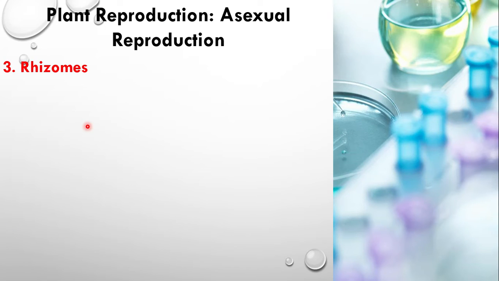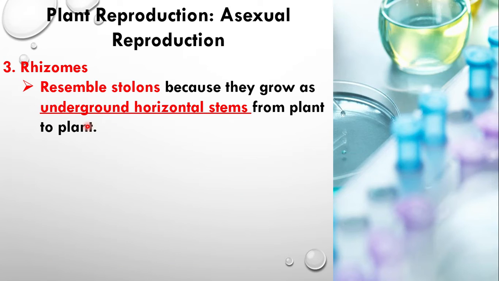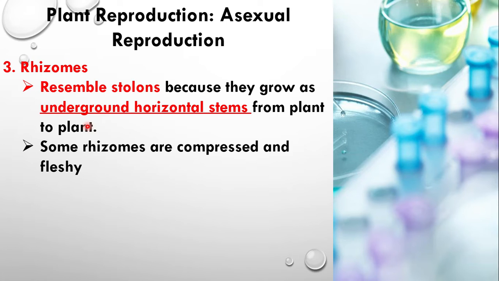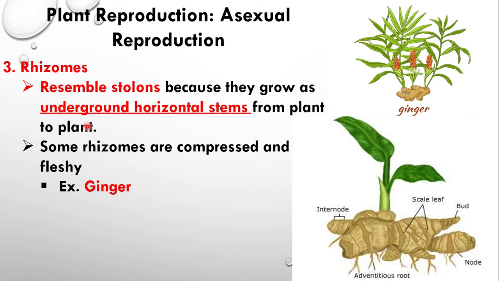Next, we have the rhizomes. Okay, rhizomes resemble stolons because they grow as underground horizontal stems. The difference is that stolons or runners are not underground in their stem, while rhizomes have an underground stem. Okay? So, examples of rhizomes are ginger or luya. So, we have here ginger.